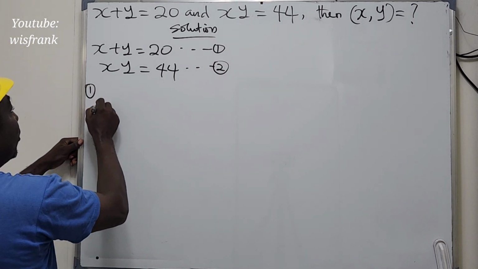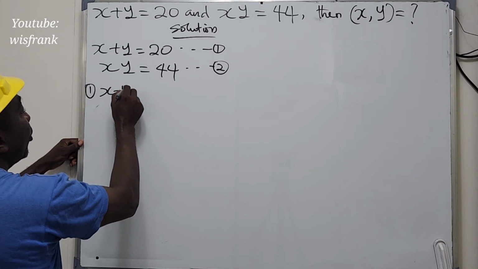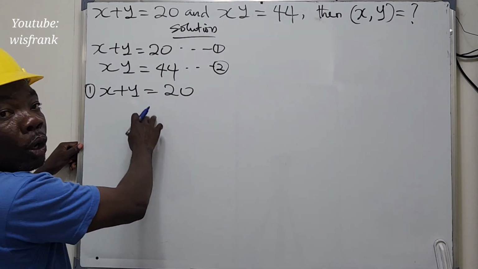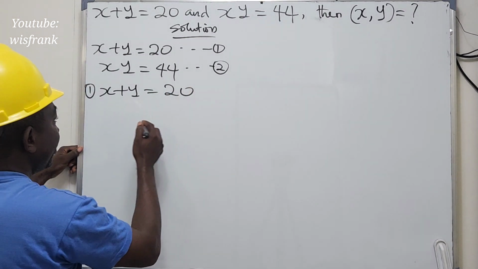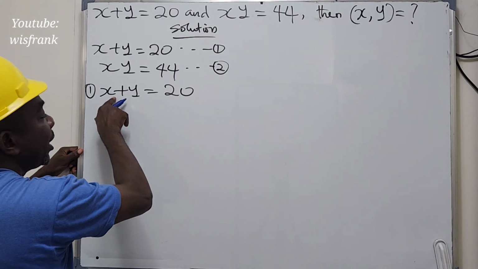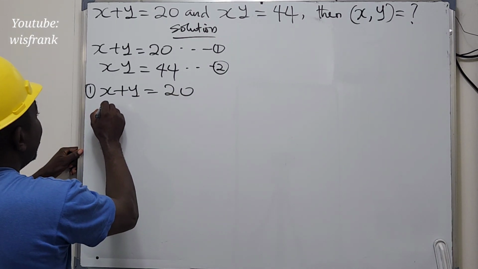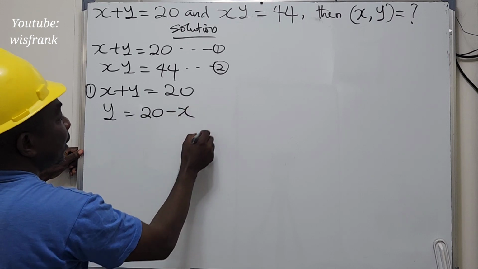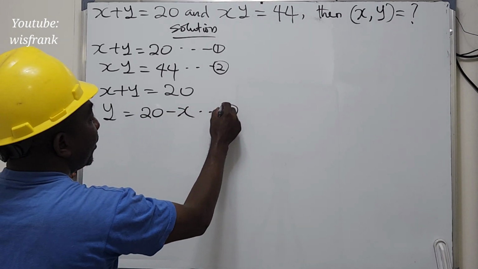Then from equation 1, we have x plus y equals 20. We can make y the subject of this expression by transposing x to the other side. So this will become y equals 20 minus x. Let's call this equation 3.